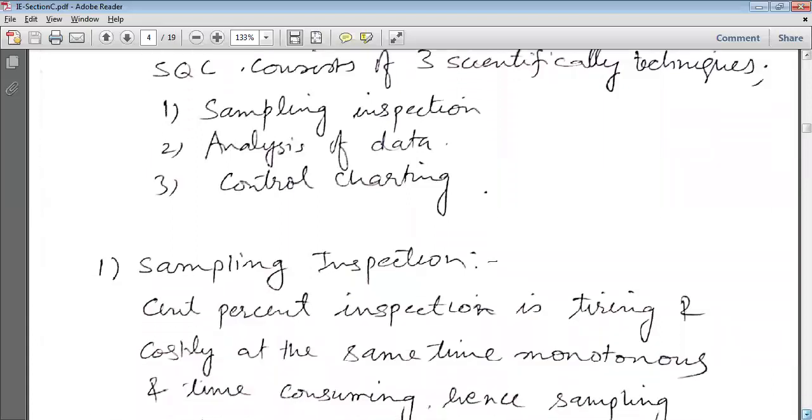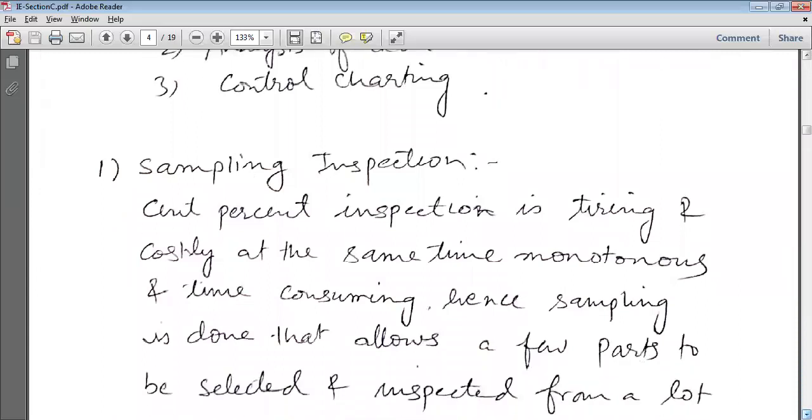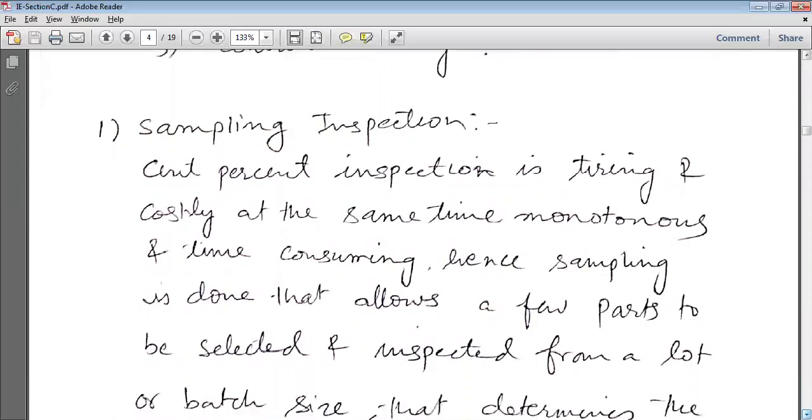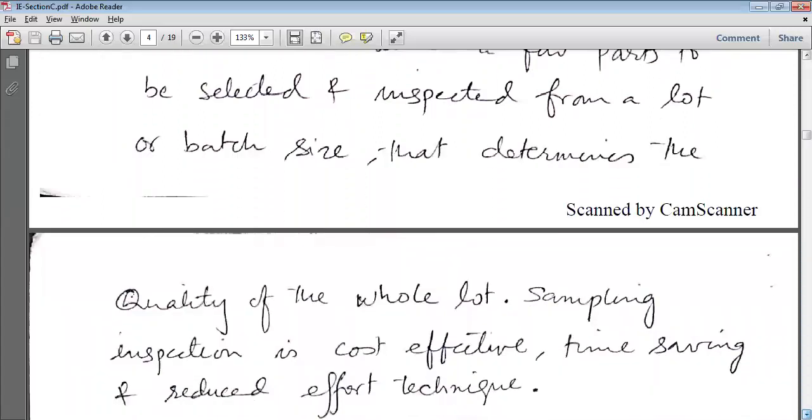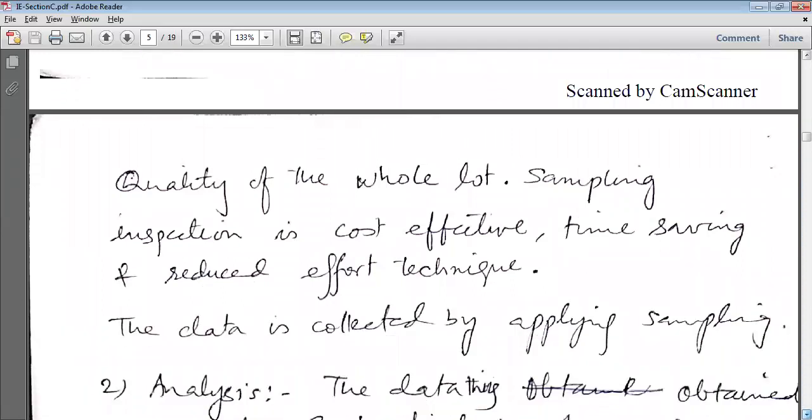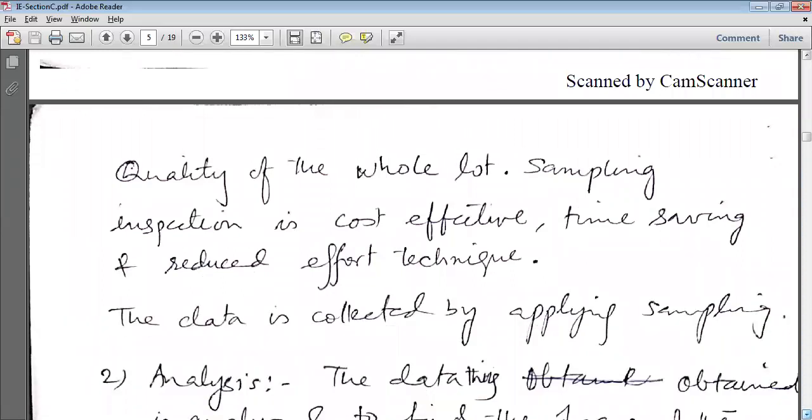First is sampling inspection, the sampling plan. 100% inspection is tiring and costly. At the same time, as I discussed, it is not possible to check 10,000 parts. So we need a few samples that represent the true, whole population. The aspects are that it is a cost-effective, time-saving, and reduced-effort technique. The data is collected by applying sampling.